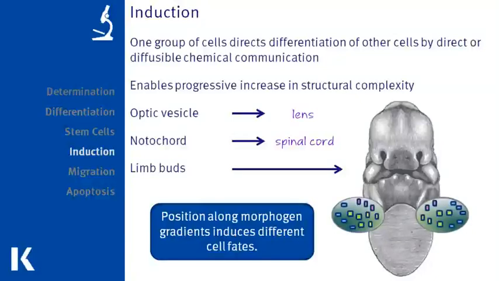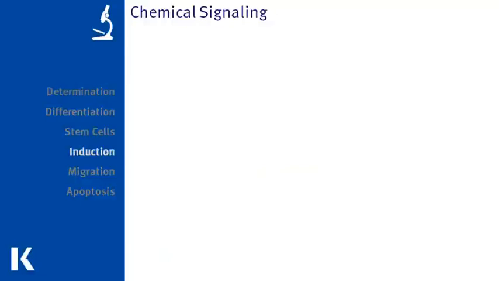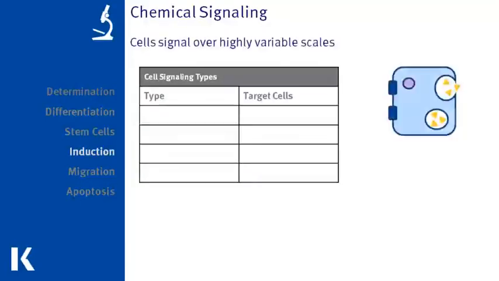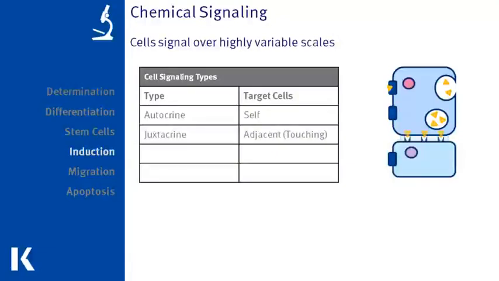Let's go more in depth about the different kinds of cell signaling. These chemical signals travel variable distances to affect their target cells, and we should be familiar with the different classifications of cell signaling for the MCAT. Autocrine signals stimulate the same cell where the signal originates. Juxtacrine signaling means that the two cells are connected and the chemical travels through this junction.